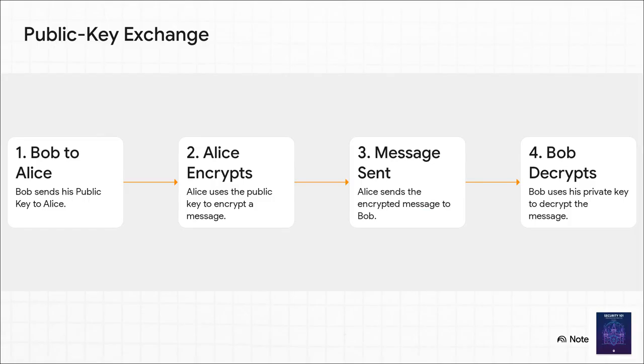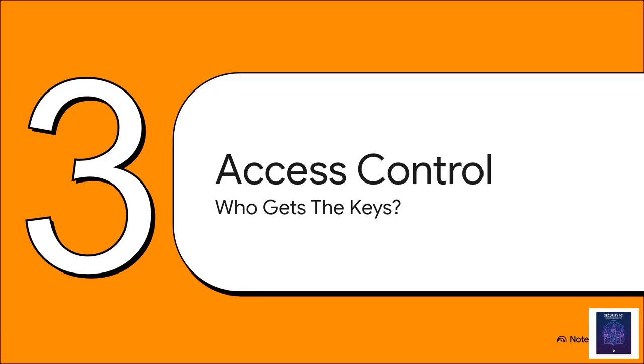Imagine Bob hands out identical open padlocks to anyone who asks. That's his public key. Now, Alice takes one of those padlocks, puts a secret message in a box, and snaps it shut. That box is now completely secure. The only thing in the entire world that can open it is the one unique key that Bob kept secret for himself. That's his private key. Pretty cool, right?